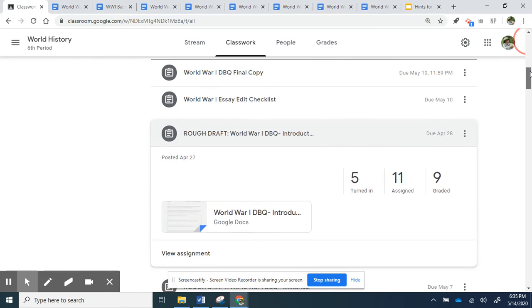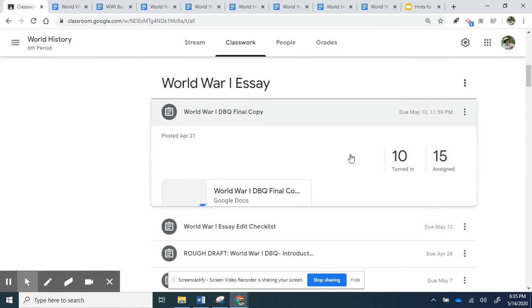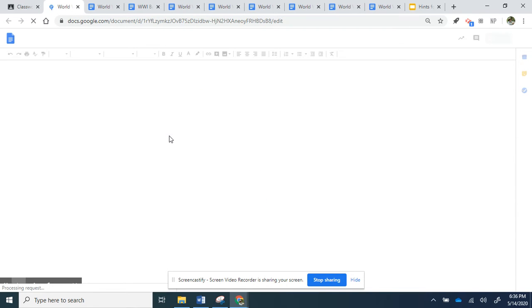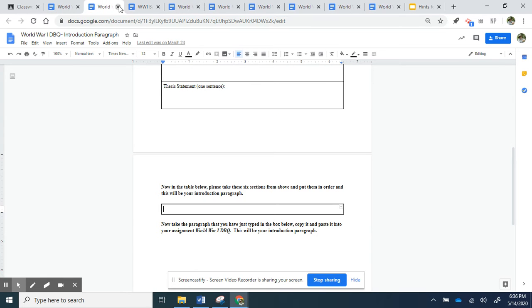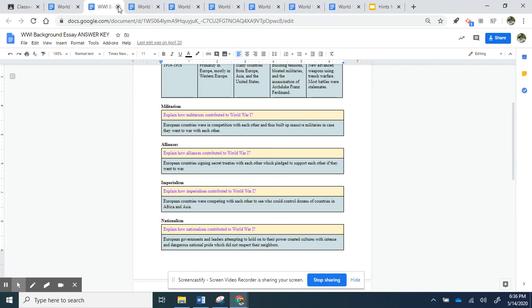You can come back up to the final copy, and if you pull it up, it is basically a blank piece of paper. Type your name in there, and then copy and paste your introduction in there. Once you've done that, you don't have to do anything with the introduction again. So I think we are done with the introduction.